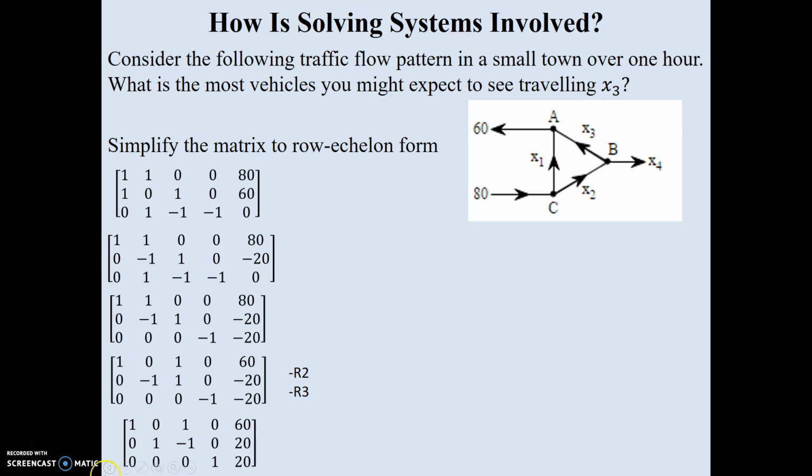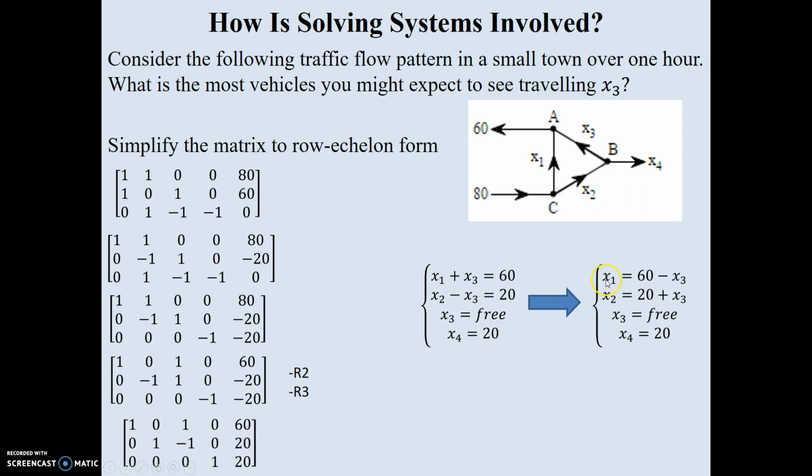This tells me that the first line gives me x1 plus x3 equals 60. Then I've got x2 minus x3 equals 20. And this last one is x4 equals 20. So what that means is there's no leading coefficient for x3, so x3 is a free variable. So I want to rewrite my equations for x1, x2, x3, and x4. So I'm just going to shift the x3s on the first two equations, so that x1 is equal to 60 minus x3, x2 is equal to 20 plus x3.